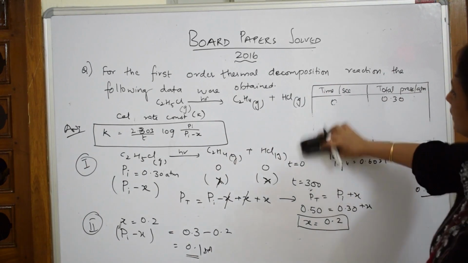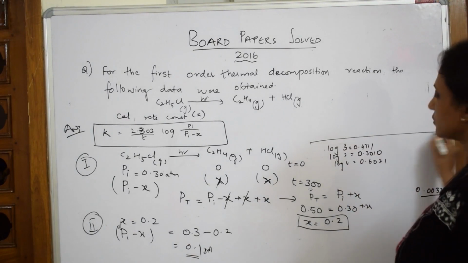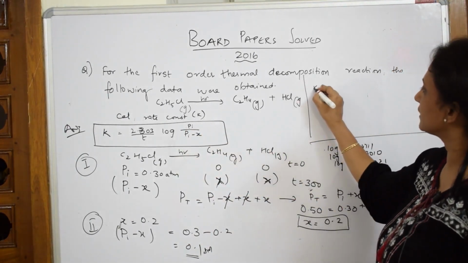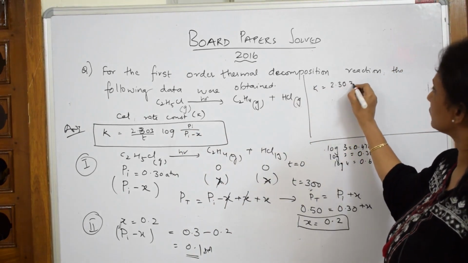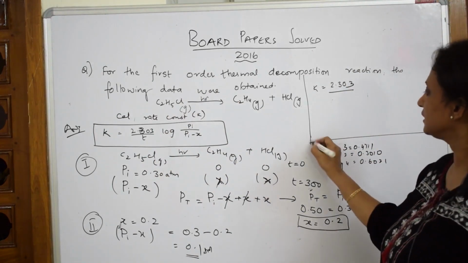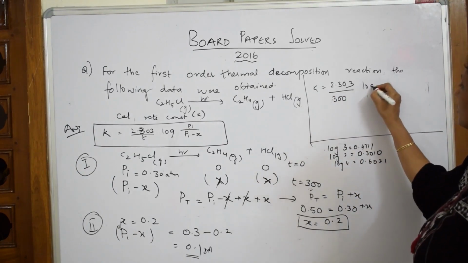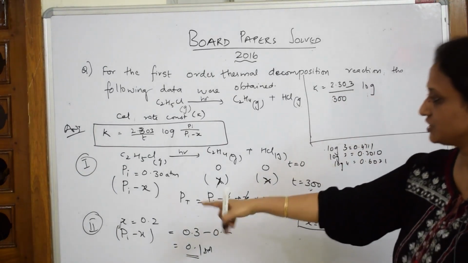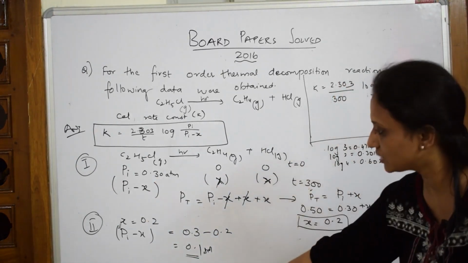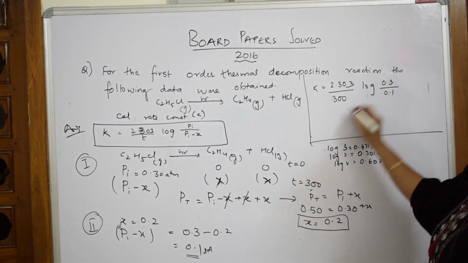So what I'm going to do is erase this part now, and observe carefully. I'm going to solve this whole thing using this formula. What should I find? K. K is equal to 2.303 by T. How much is T? I think I've got 300, correct? Into log of Pi, which I initially have, 0.3, divided by Pi minus X, which we've got as 0.1.